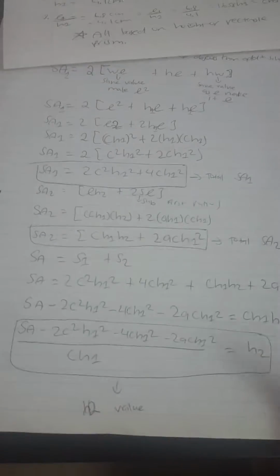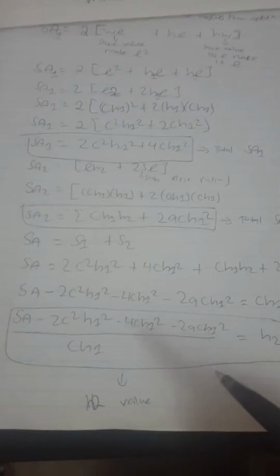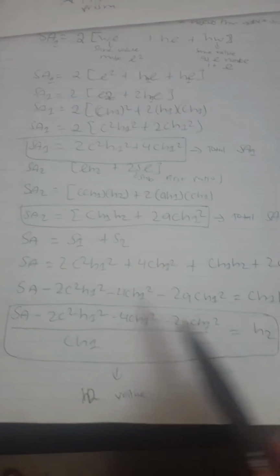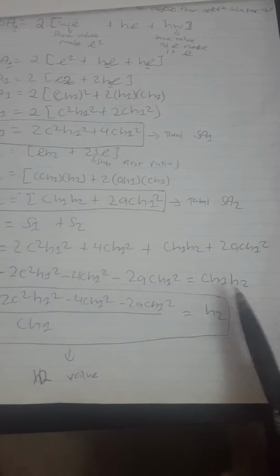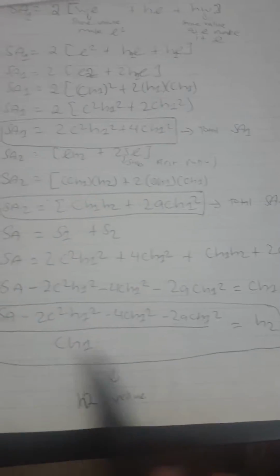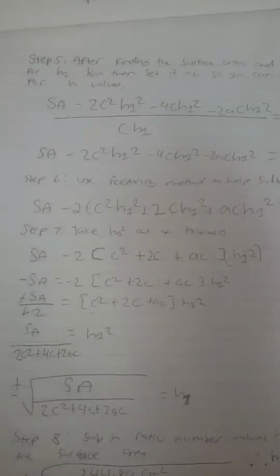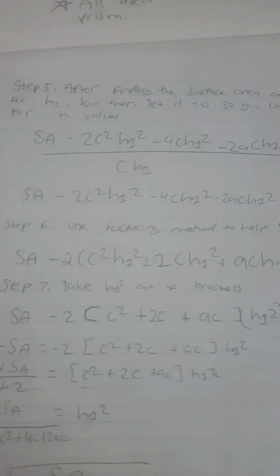Now, as you can see, there is only one H2. So I'm going to isolate for H2, and that's going to help us find our optimized height for the open top triangular prism. When I isolate for H2, I bring everything to the other side, and then you have CH1H2 by itself. So you isolate for H2, you divide, and this is what you have. Once you have found your surface area and isolated for H2, you set it equal to 0. Because it's a rational function, when you set it equal to 0, that means only your numerator is equal to 0. So over here, you can see that your numerator is equal to 0.